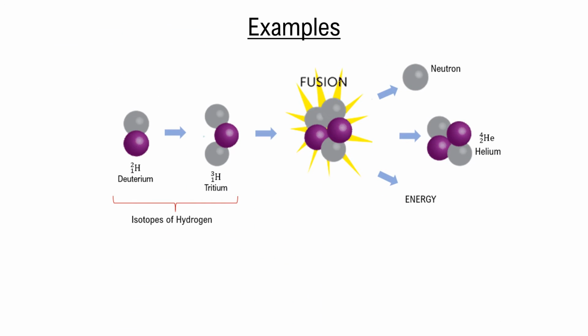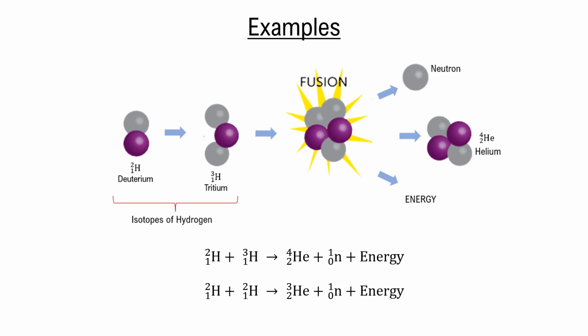Here are the examples of nuclear fusion. Deuterium combined with tritium will produce helium, neutron, and release energy. Or deuterium combined with deuterium will produce another helium, neutron, and energy. But this helium has 3 neutrons only.